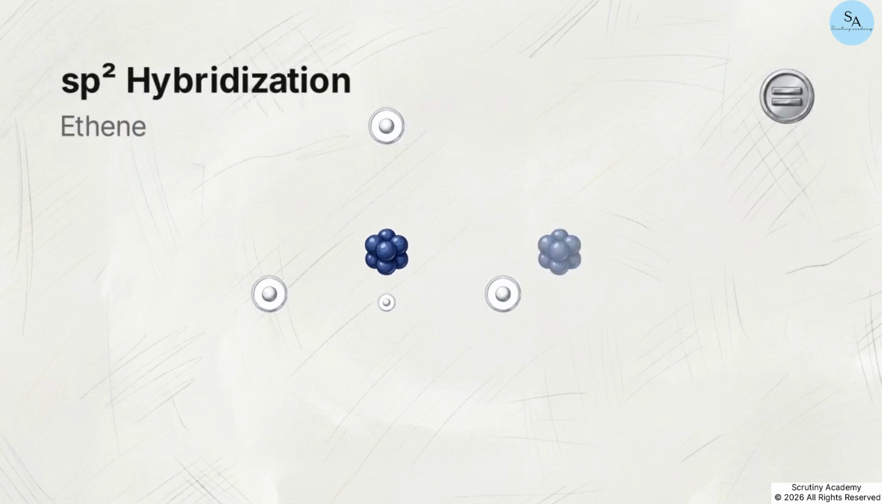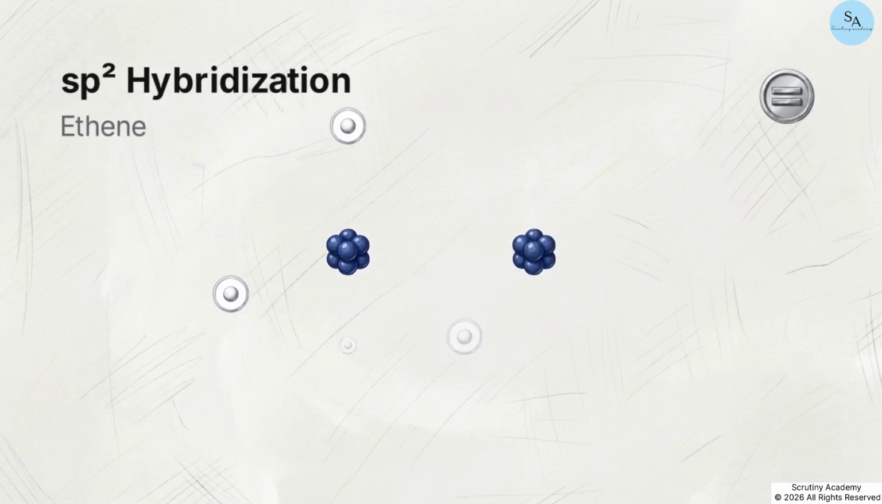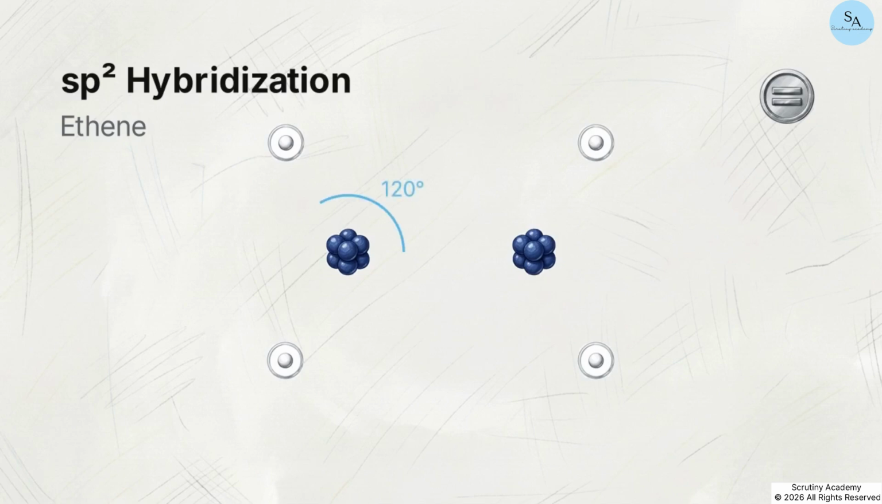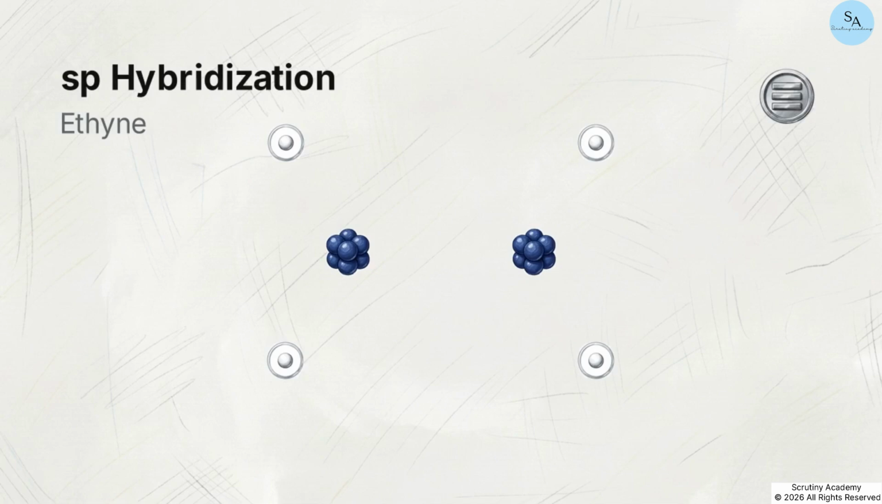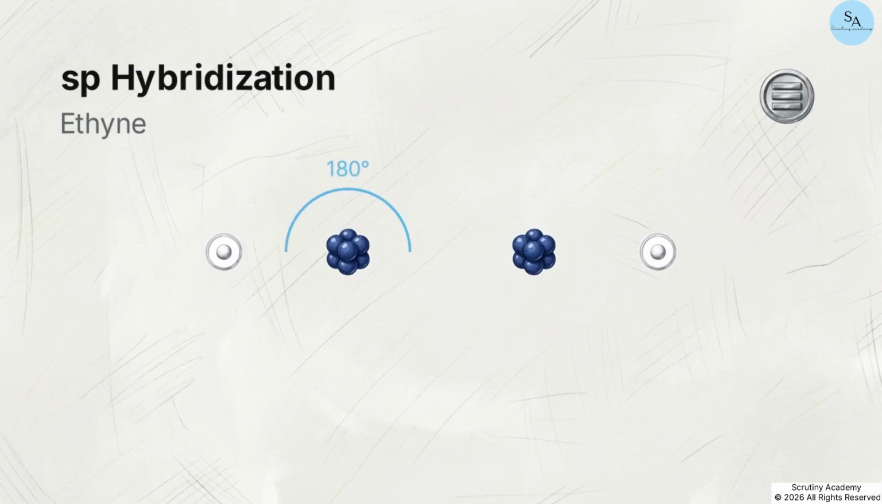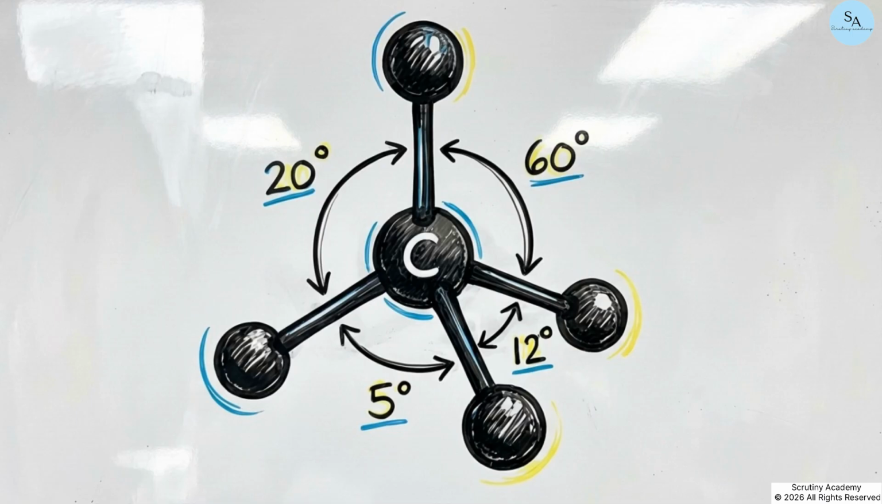Introducing a double bond between 2 carbon atoms triggers sp2 hybridization. To accommodate that bond, the ethene molecule flattens into a 2-dimensional planar shape, widening the connection angles to 120 degrees. A triple bond requires sp hybridization. This ethine molecule snaps into a rigid straight line, forcing the bond angles to a flat 180 degrees. In carbon chemistry, the specific bond type defines the structural geometry of the entire molecule.